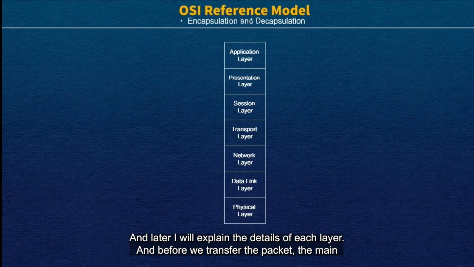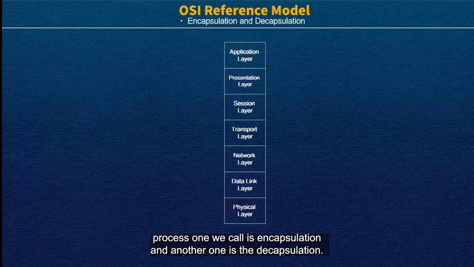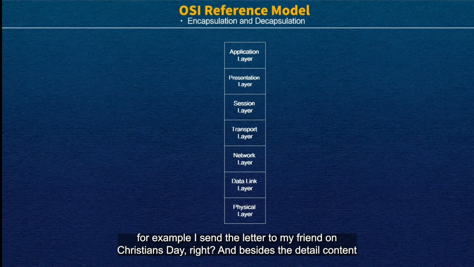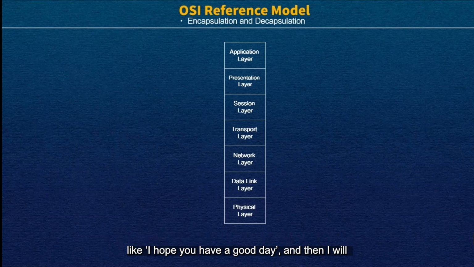And before we transfer the packets, the main processes are encapsulation and decapsulation. So what does encapsulation mean? Before we used the network, I think everyone used letters. For example, I send a letter to my friend on Christmas day, right? Besides the details, for example, I hope you have a good day and so on.